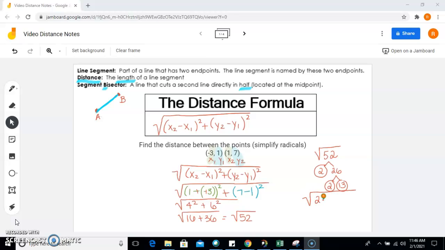I'm going to go back under my radical, and I would have 2 times 2 times 13. I'm looking for a pair. Get rid of one, bring the other out. So 2 square root of 13 would have been my final answer.